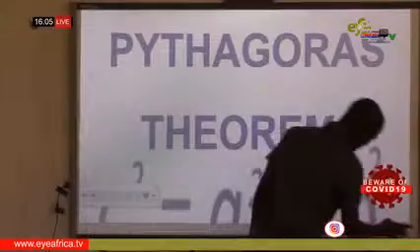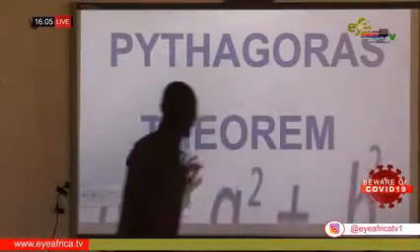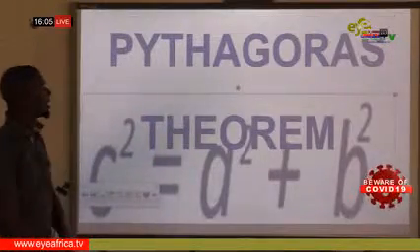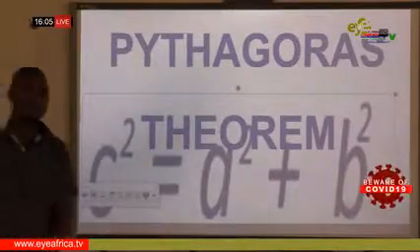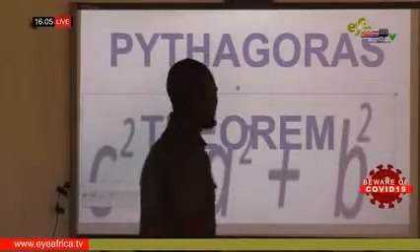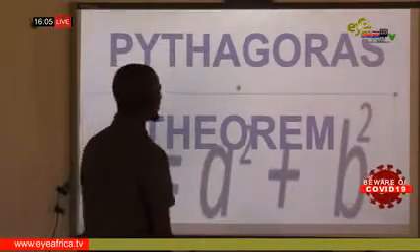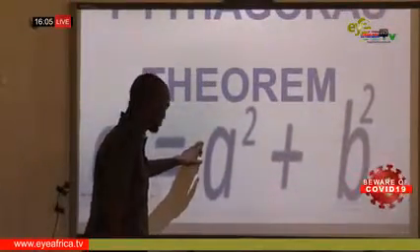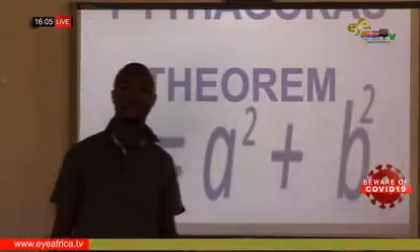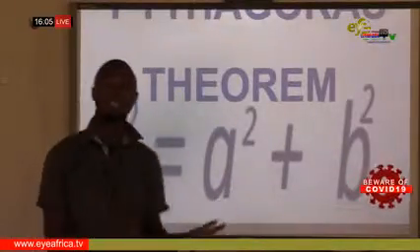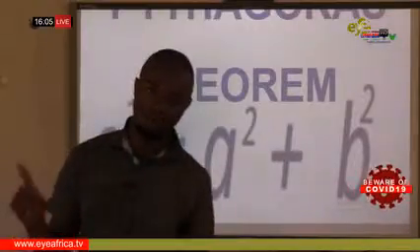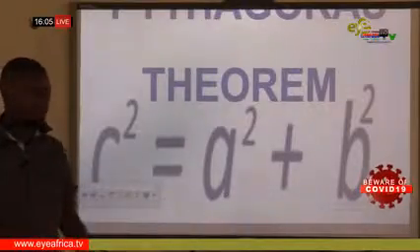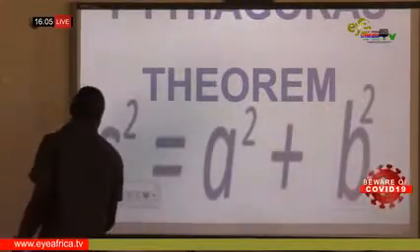Now, the Pythagoras Theorem, let's look at this. We have c square is equal to a square plus b square. What is this, c square is equal to a square plus b square? We will find out how it happens. This is only applicable on a right angle triangle. When the triangle is not a right angle triangle, this does not work. The Pythagoras Theorem is only applicable on a right angle triangle.